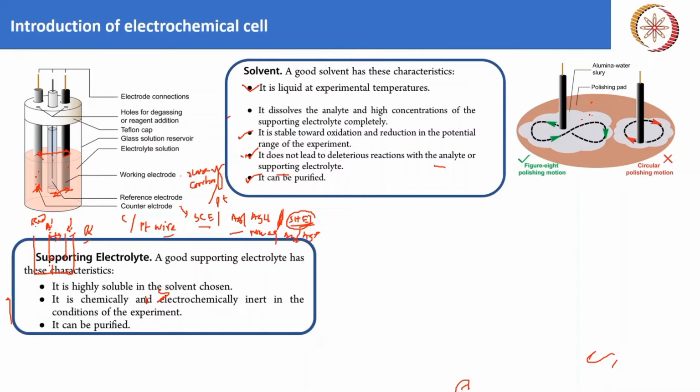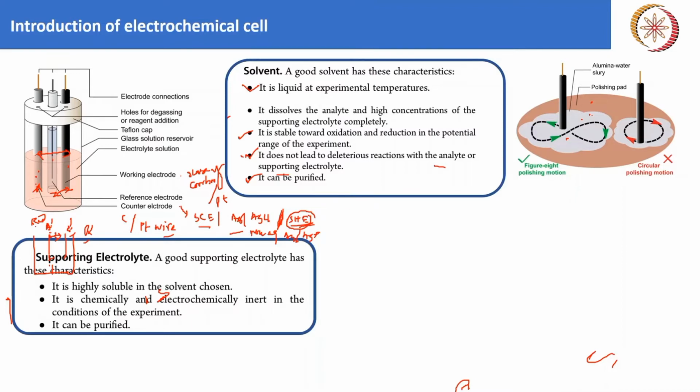People usually make circles on this, but that is not the right way to clean the working electrode. You have to draw a figure 8 with the working electrode, so that all the directions of your working electrode can be cleaned.